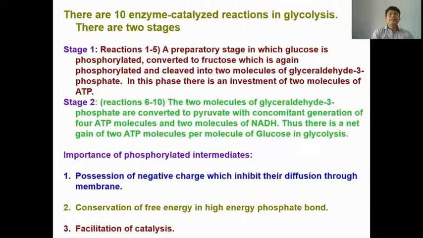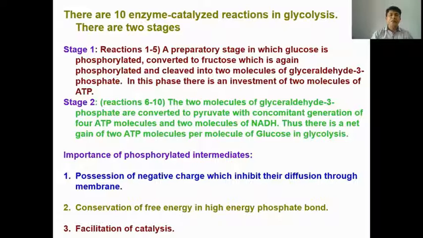There are 10 enzyme-catalyzed reactions in glycolysis, which occur in two stages. Stage 1, reactions 1 to 5, is called the preparatory stage, in which glucose is phosphorylated, converted to fructose, which is again phosphorylated and cleaved into two molecules of glyceraldehyde triphosphate. In this phase, there is an investment of two molecules of ATP.